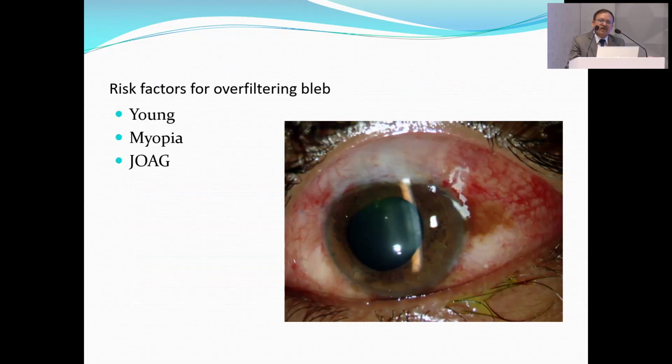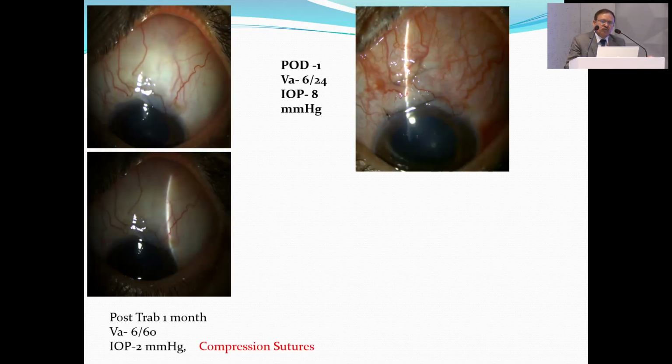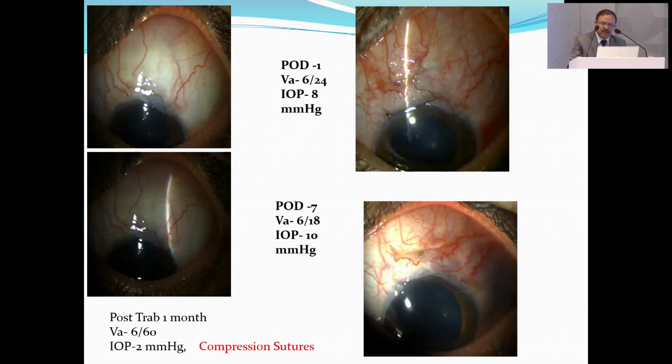Risk factors for an overfiltering bleb are young patients, high myopic patients, and juvenile open-angle glaucoma patients. This was a case of a one-eyed patient who presented post-trab, done elsewhere, with low pressures, and we did a compression suture for this patient. Ultimately, this patient settled with the compression suture only.